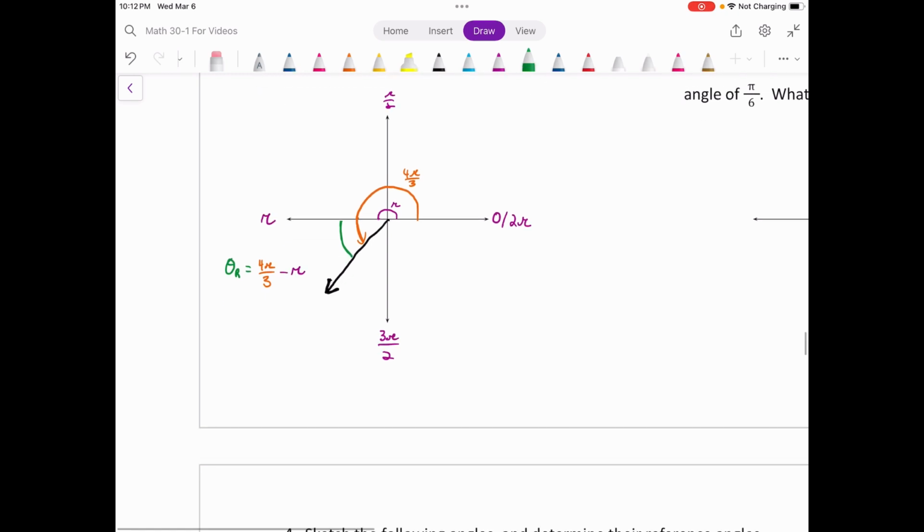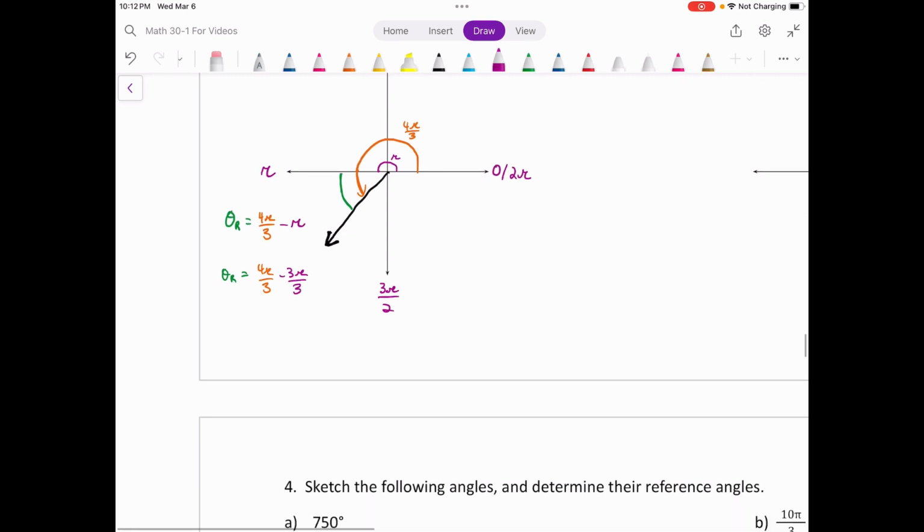If you want to get a common denominator, you can. That just means we've got 4 pi over 3 minus 3/3 of pi, right? Minus 3 over 3 pi. Okay, and 4 minus 3 is 1. So like we predicted, our reference angle here is just 1/3 of pi. 1/3 pi. Or 1 pi over 3, or I guess just pi over 3.